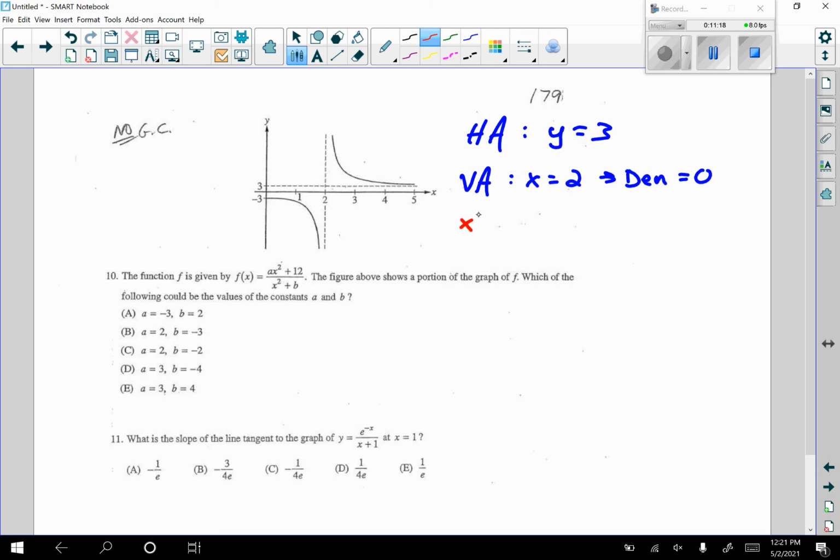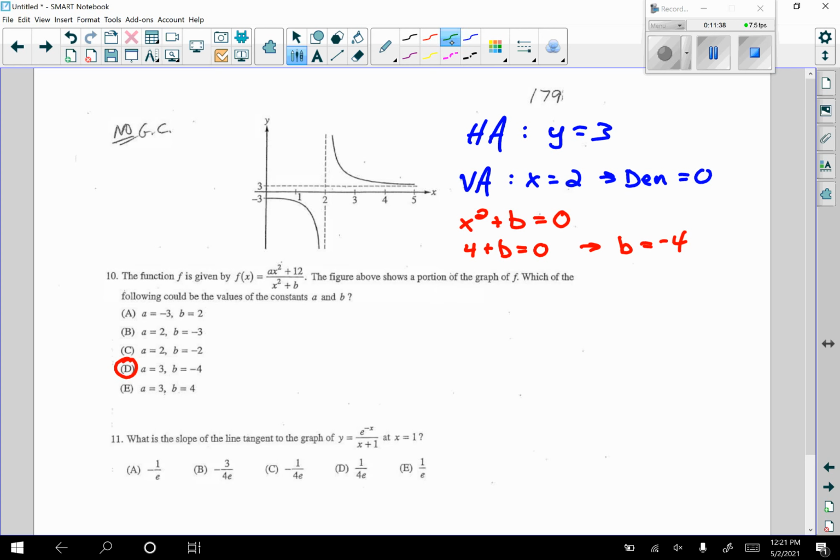Our denominator is x squared plus b. What's going to make that equal to 0? So we know x is 2, so that's going to give us 4 plus b is equal to 0. So guess what? B is equal to negative 4. Take a look over here. We really don't have to do any more work, but I'll explain it. B equals negative 4 is the only answer here for D.